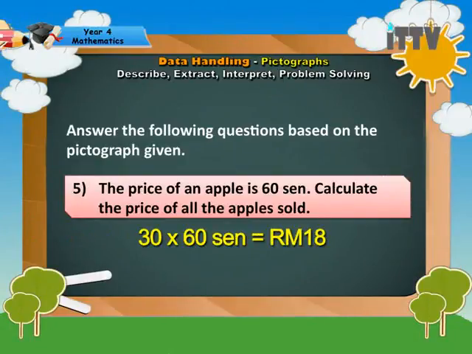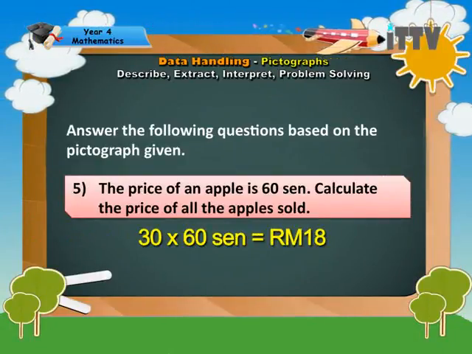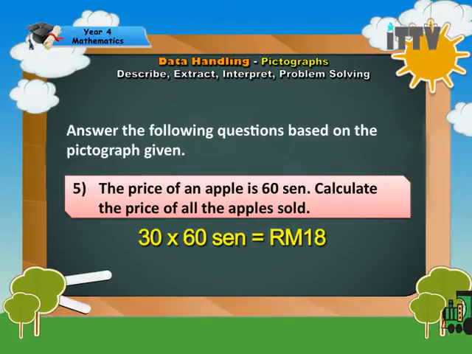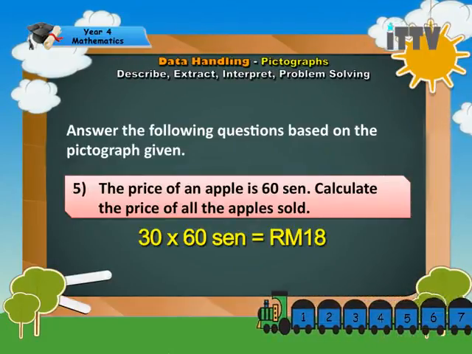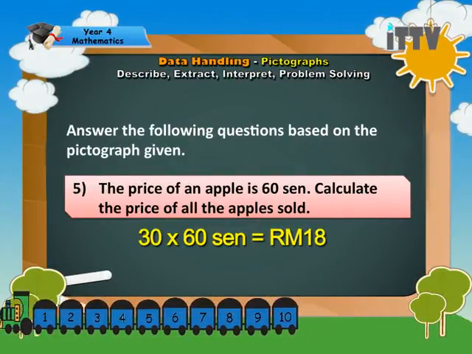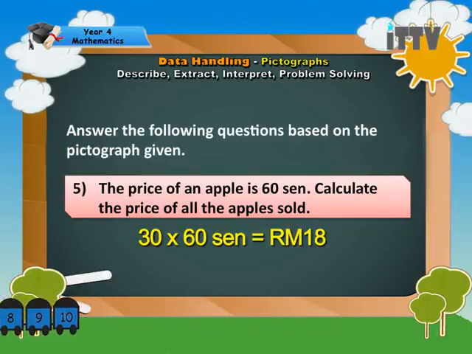Now we know that the price of an apple is 60 cents, so 30 apples, that would be 30 times 60 cents. That will give us 18 ringgit. That is our answer, 18 ringgit.